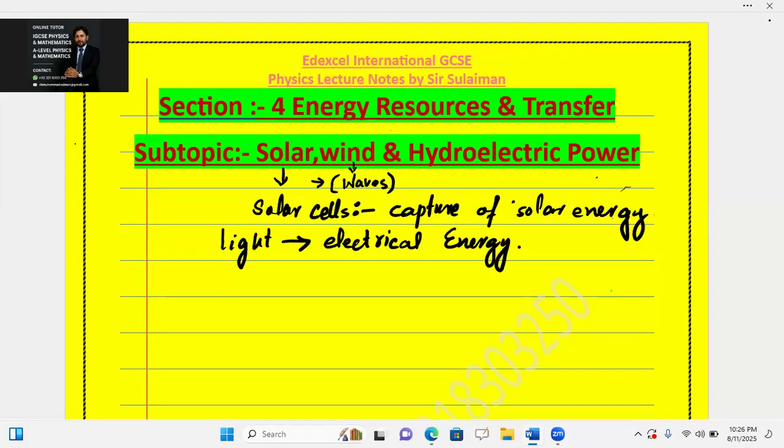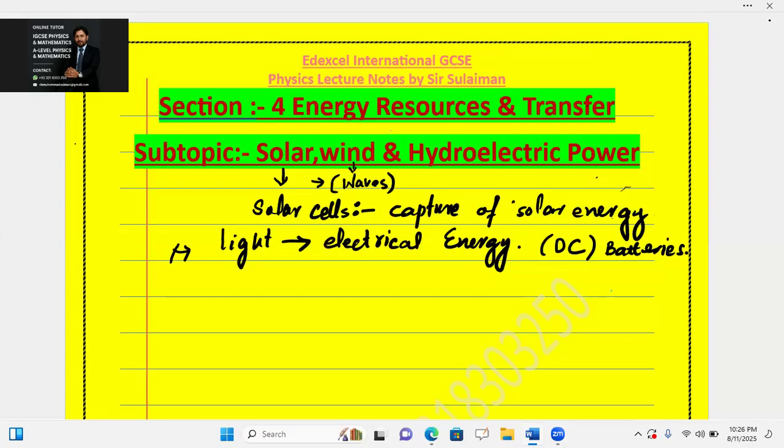If I talk in detail, a solar cell is the same as a battery. In your homes the supply is AC, or alternating current, but solar cells generate direct current. So DC, direct current, as from batteries, can be produced from the solar cell for the electrical energy to be used later on.